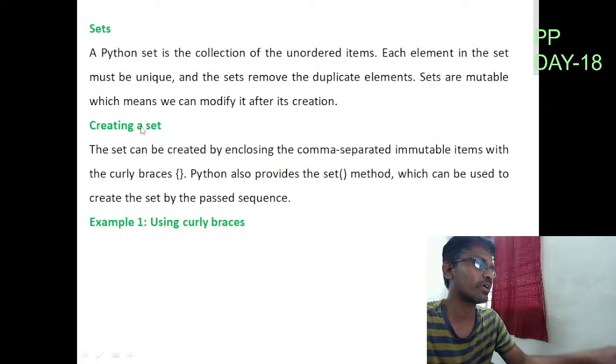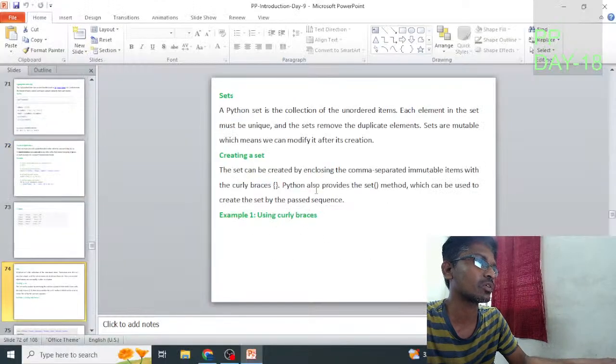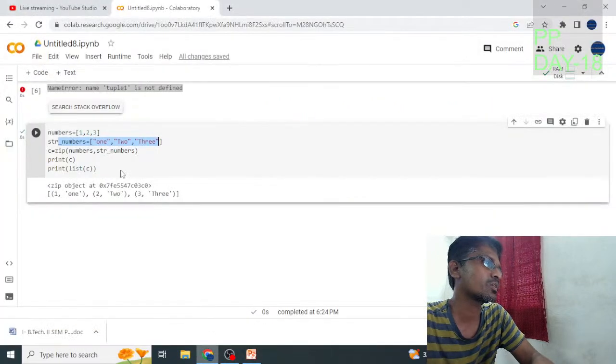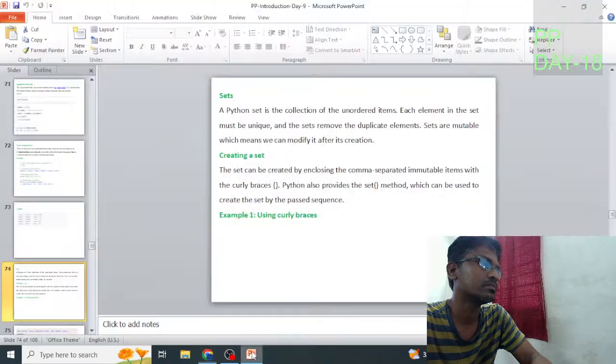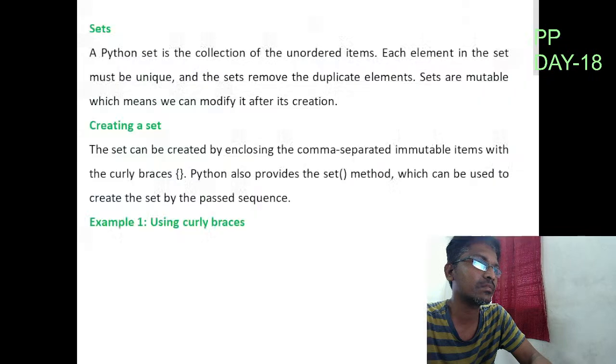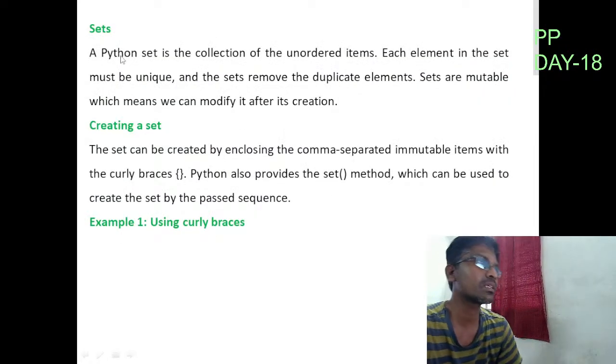So up to now, if you have any doubts, please post your doubts in the chat box. Up to now, any doubts? If you have any doubts, please post your queries in the chat box. So that is about tuples in Python, and the next one is sets. Do sets come under mutable or immutable?